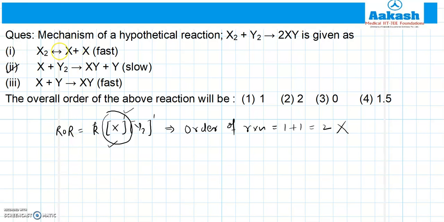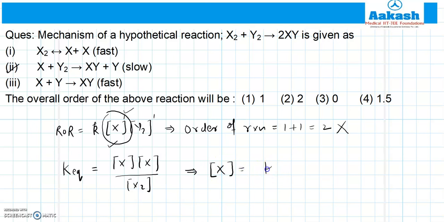If we write the equilibrium constant by using equation number 1, then the equilibrium constant K is equal to [X][X] divided by [X2]. So if we calculate X with the help of this, X comes out to be K equilibrium raised to the power 1/2 and [X2] raised to the power 1/2.